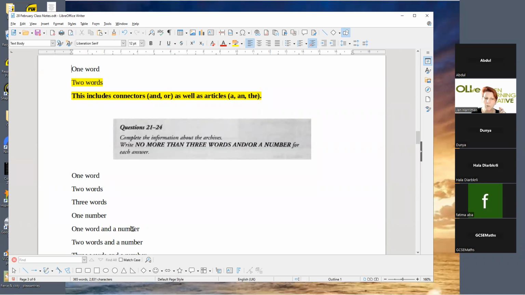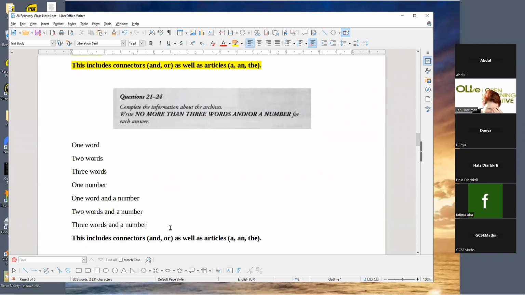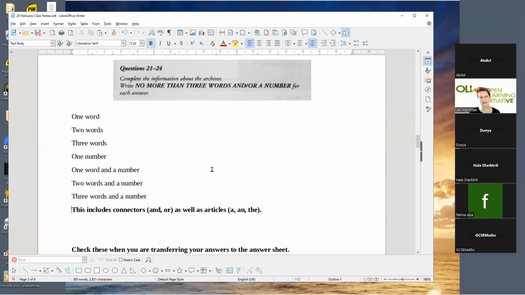You can have one word and a number. You can have two words and a number. And because it says no more than three words and a number, you can have three words and a number as well. So with this one, basically anything you answer is going to be correct. It just can't be more than three words and a number. So it's like the last year, 2021. These are three words and a number. Is that correct? Yes. Exactly. But yeah, those are the kinds of instructions.